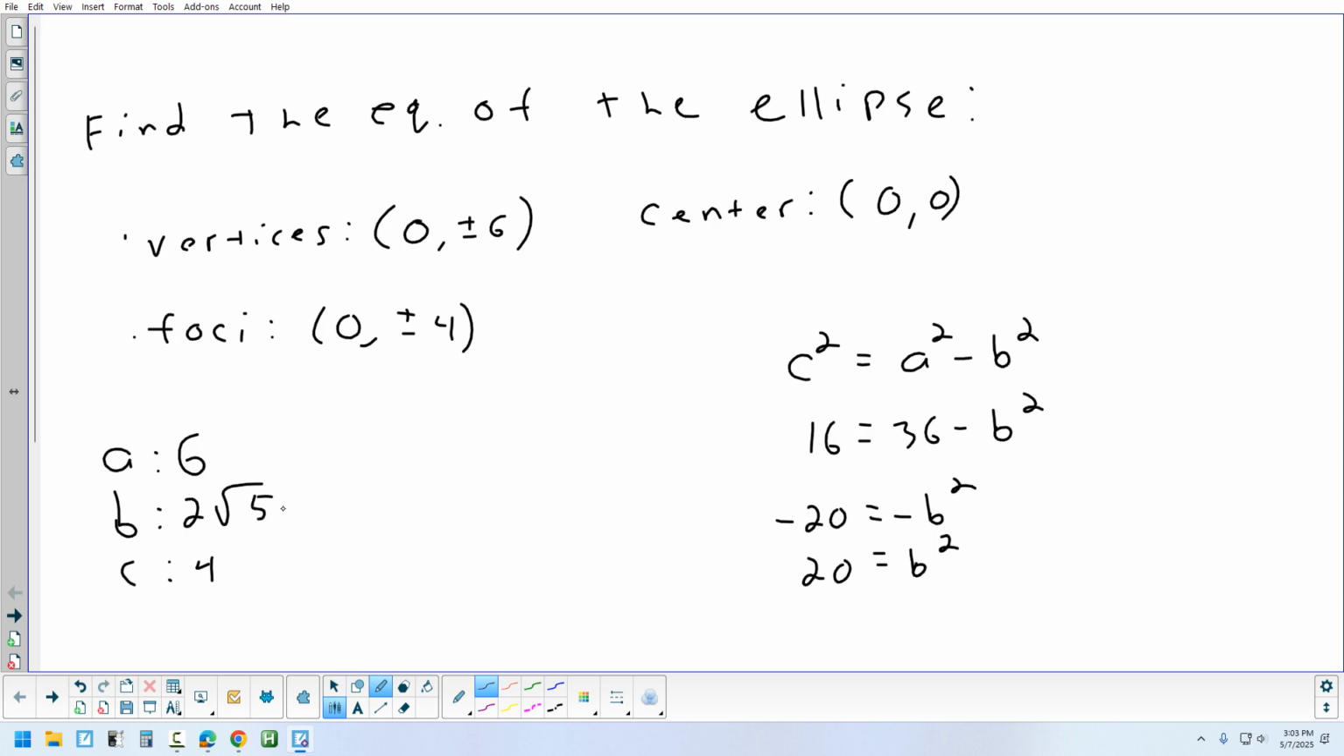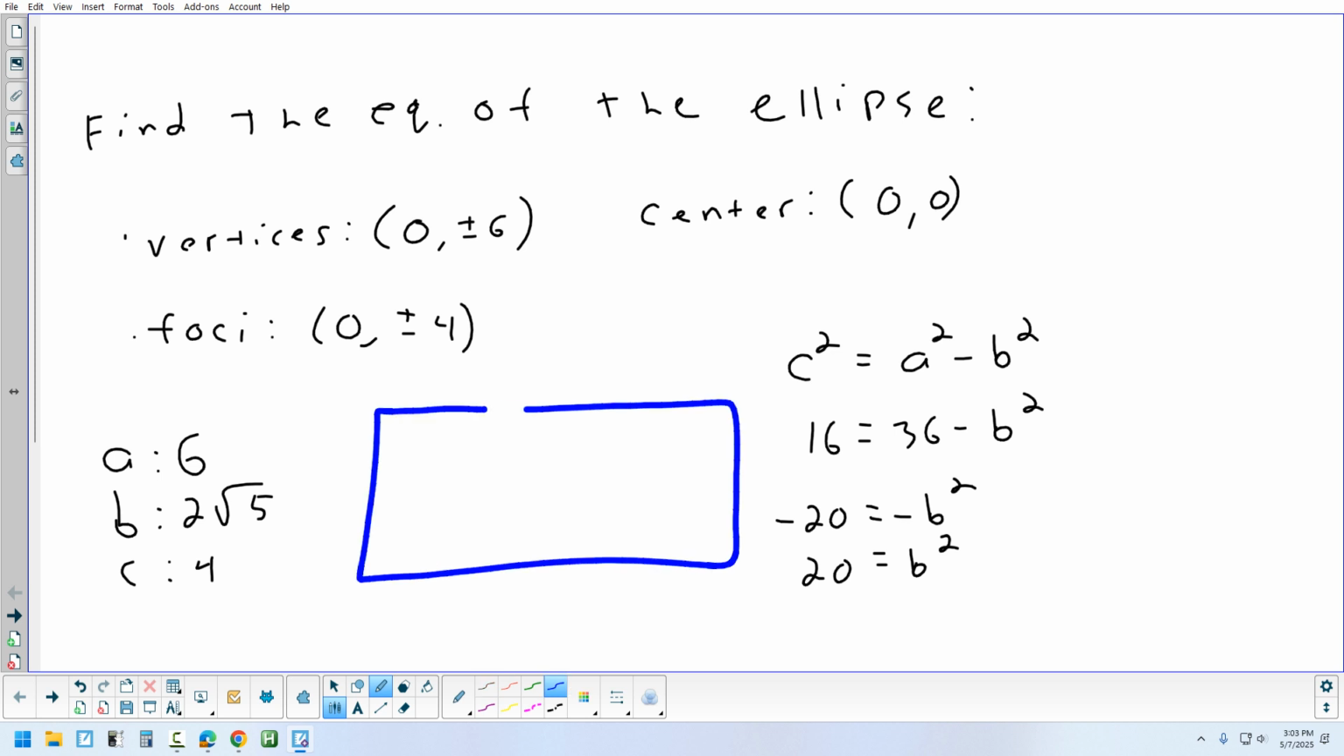Okay, so we've got A, B, and C. Now we need to write the equation. When you write the equation of an ellipse, it's always equal to what number? 1. Always equal to 1. We're going to have two fractions. What symbol goes between them? Plus or minus? Plus. For an ellipse, it's plus.